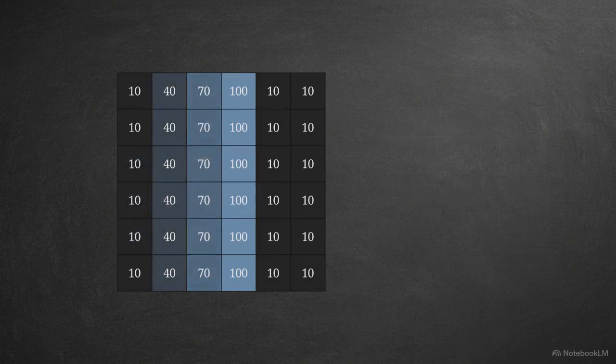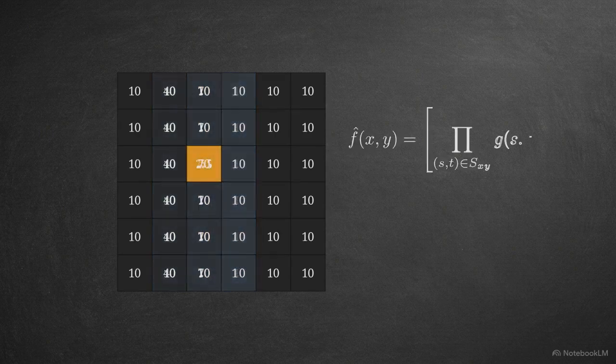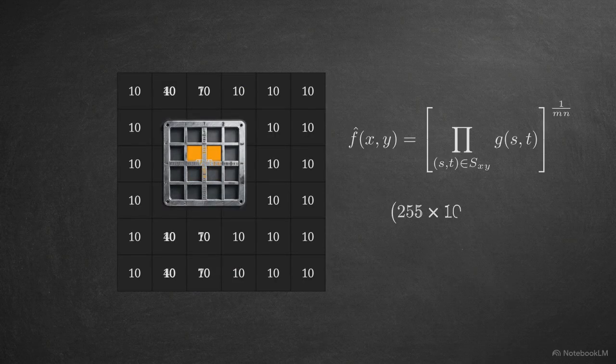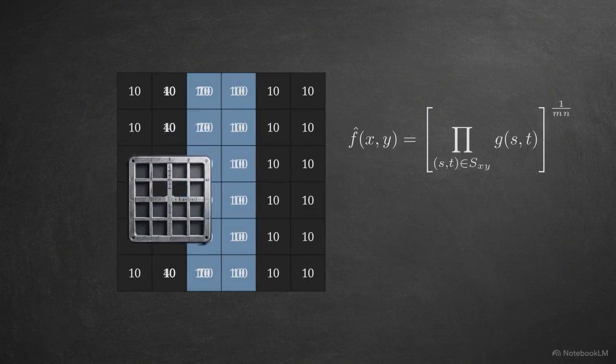The geometric mean filter offers a sophisticated alternative. Instead of summing, it calculates the product of the window's pixels and takes the nth root. Multiplying the values allows the filter to suppress extreme noise spikes while exerting less pressure on surrounding structural data.